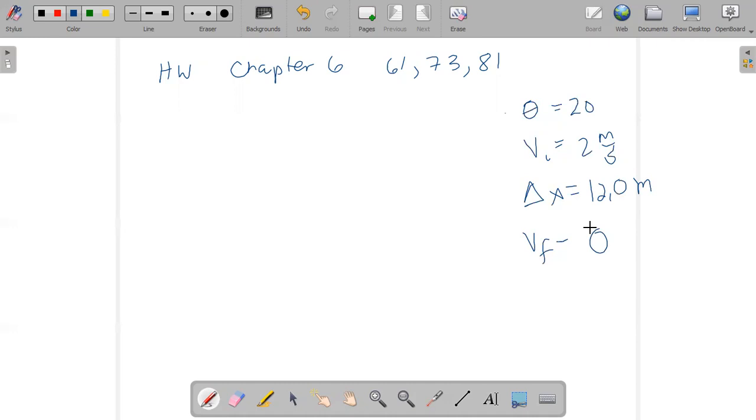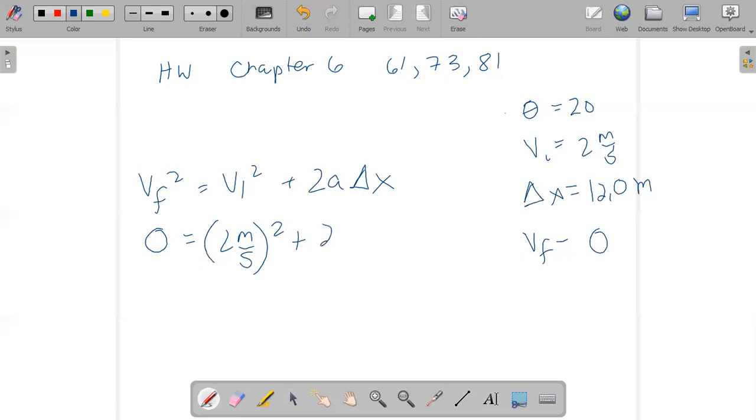So we're going to find the acceleration. V final squared equals V initial squared plus 2A delta X. So 0 equals 2 meters per second, quantity squared, plus 2 times A times 12 meters. All right, and so we're going to get A equals negative 0.167 meters per second squared. I'm going to pause and erase.